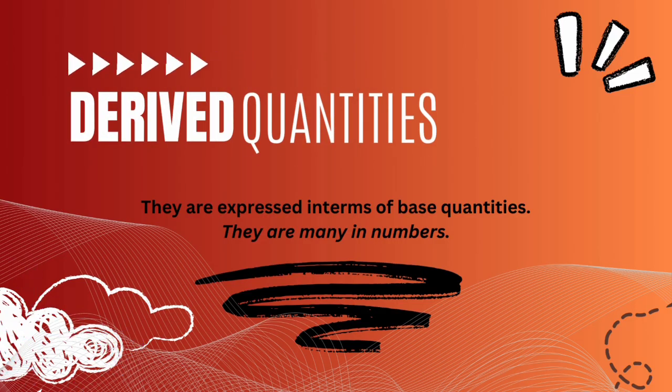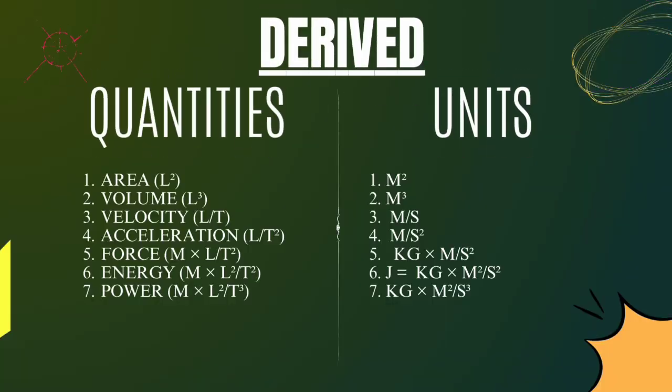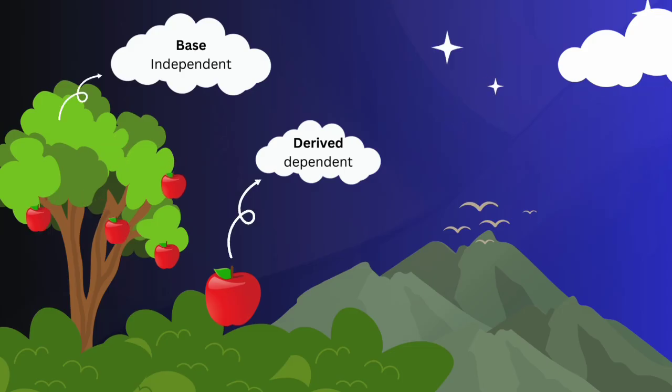Now, discussing the definition of derived quantities, these are the quantities which are expressed in terms of base quantities. Derived quantities are numerous in numbers. Some of the examples of derived quantities are area, volume, velocity, acceleration, force, energy, and power. The units in which these derived quantities are measured are named as derived units. For example, meter square, meter cube, meter per second square, kilograms times meter per second square.